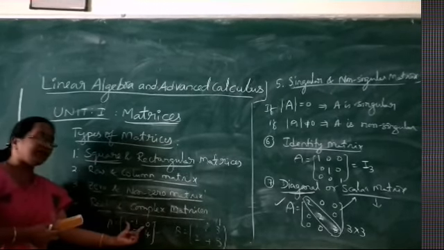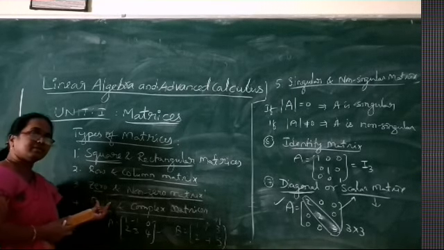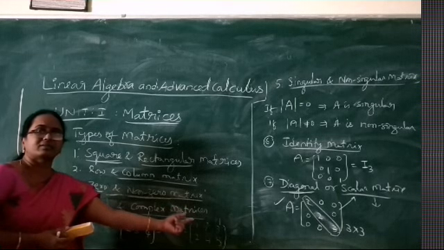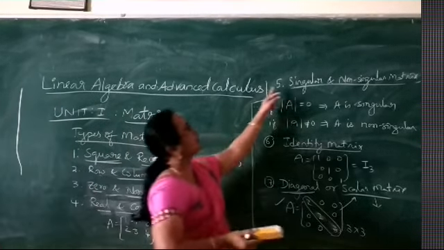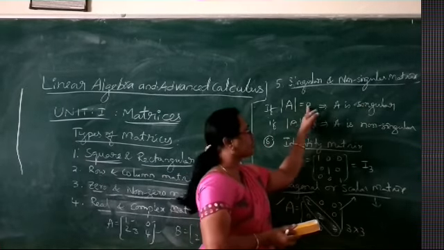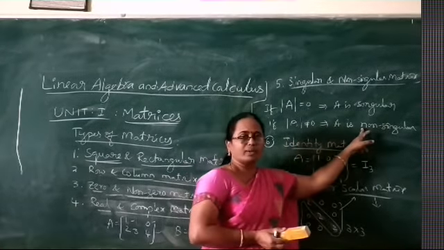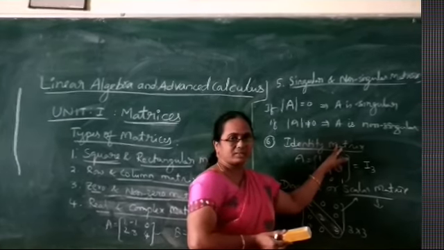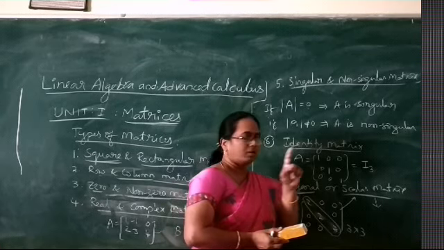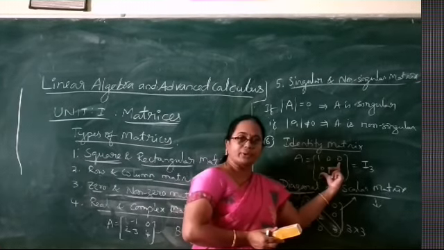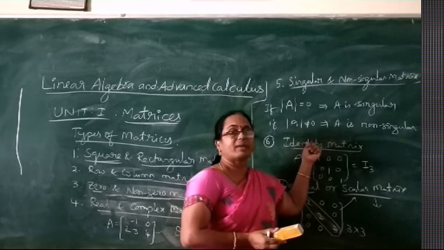Similarly, real and complex. If all the elements are real numbers, the matrix is a real matrix. If at least one of the entries is complex, it becomes a complex matrix. Now coming to singular and non-singular. If the determinant is 0, it becomes singular. If the determinant is non-zero, it becomes non-singular. Now coming to the identity matrix. If all the principal diagonal elements are equal to 1 and all remaining elements are equal to 0, we call the matrix an identity matrix, also called a unit matrix.